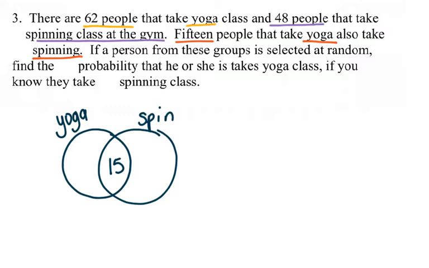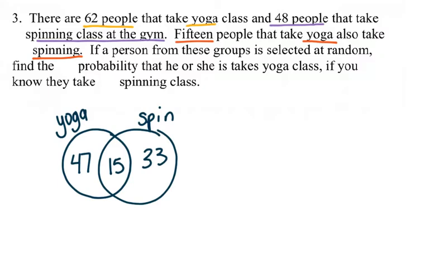There are 62 people in total that take yoga. 62 minus 15 is 47. So 47 just take yoga. There are 48 people who take spin. 15 of them also take yoga. 48 minus 15 is 33. Okay, so you have to understand how to do this.